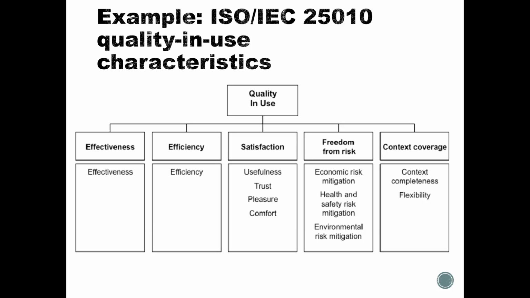Then finally we have context coverage. So, it talks about the product or a system can be used with effectiveness, efficiency, freedom from risk, and satisfaction in specified context of use and in context beyond those initially explicitly identified. So these are the five different characteristics which come under the quality in use model.